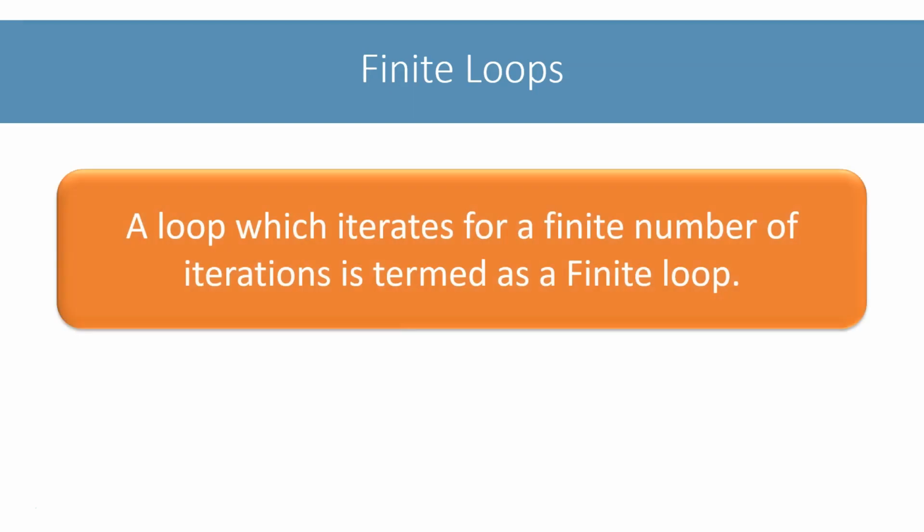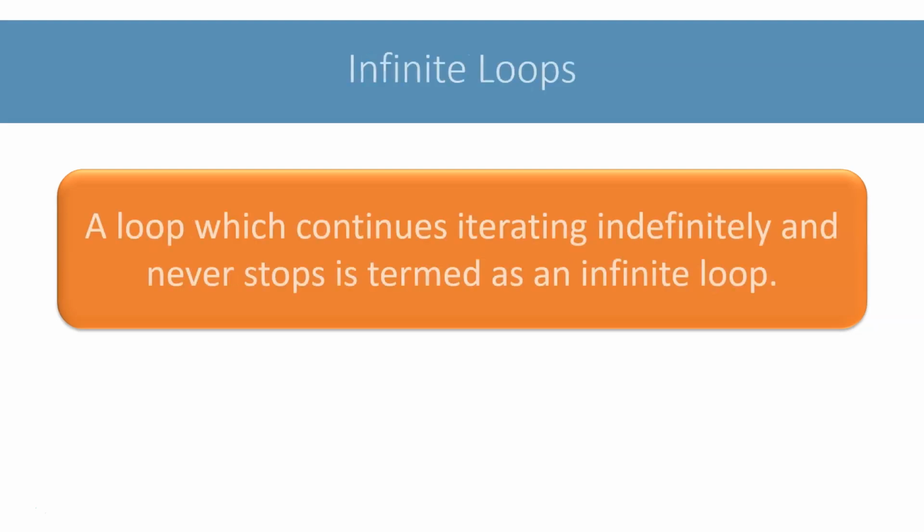A loop which iterates for a finite number of iterations is termed as a finite loop. All the loops we have seen so far are examples of finite loops. A loop which continues iterating indefinitely and never stops is termed as an infinite loop.